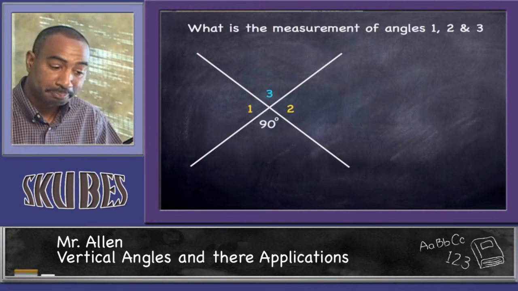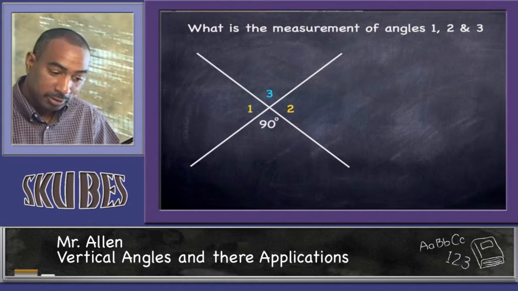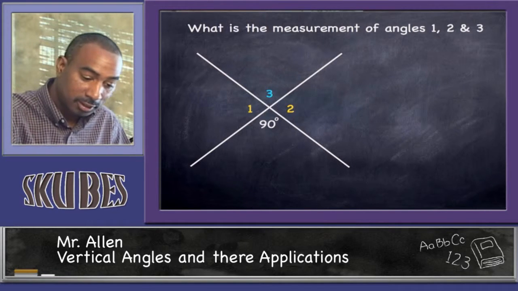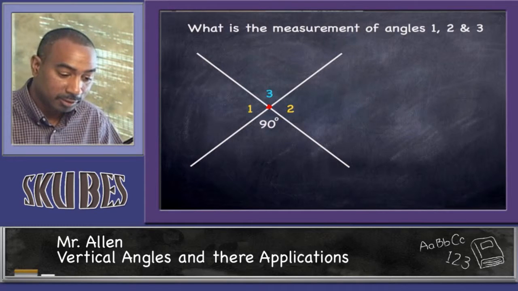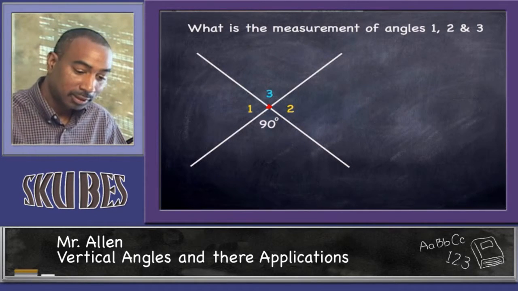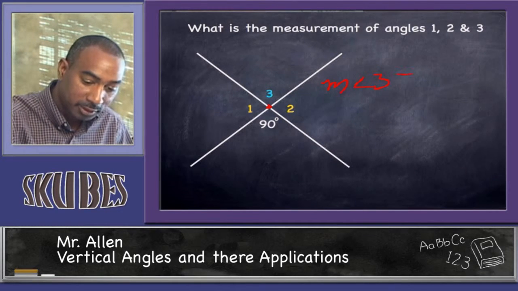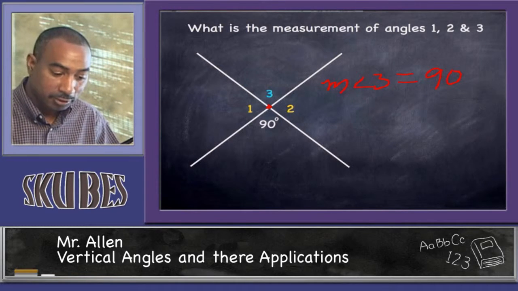I have one more problem. What is the measurement of angles 1, 2, and 3? You're given that this has a measure of 90 degrees. Again, we have a situation of vertical angles because they all share the same common point. So the measurement of angle 3 must be 90 degrees because it's a vertical angle.